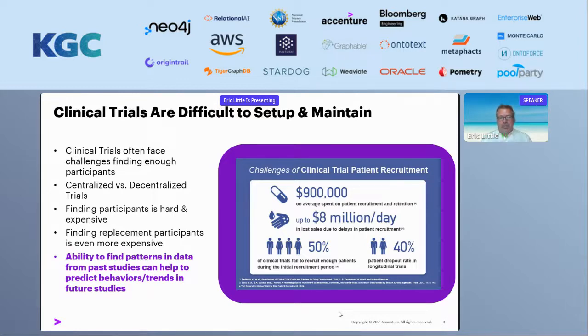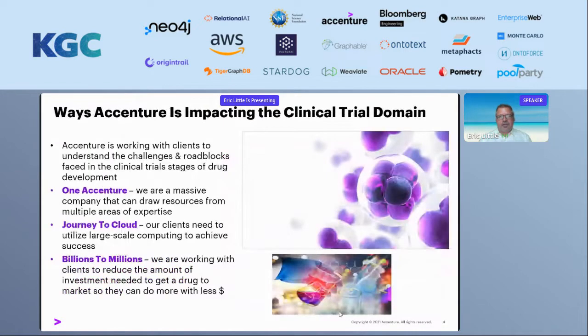So what we're proposing here is that if we could come up with abilities to find patterns in existing data from past studies, we think that we can help to predict these types of behaviors and trends in future studies. My team and I are working on a platform that will help our clients in big pharma, biotech, healthcare, and so on, to really carve into this problem of cost, delays, recruitment, retention, and so on, to allow these clinical trials to have a better chance of success and to help set them up so that they can show the kinds of results that they're after much faster.